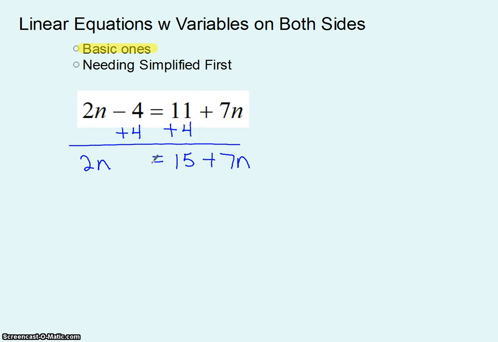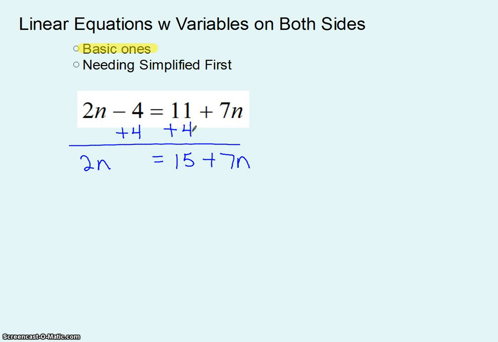By the way, I oftentimes ask my students, why didn't I add the 4 to the 7n instead of the 11? Well, the 4 doesn't have an n on it, the 7n does. I can't combine terms that are not like terms. So I have to add it to the same type of number. 11 doesn't have an n, neither does 4.